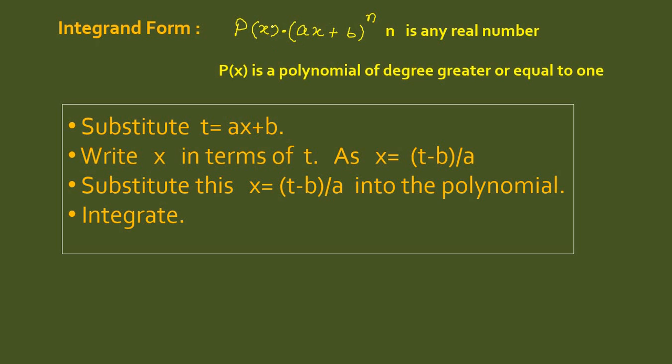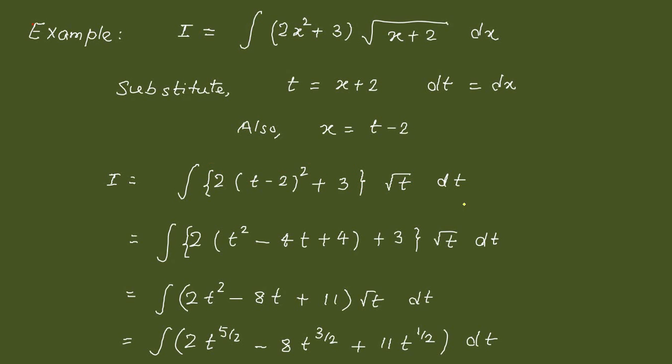Whenever we see this kind of integrand, we have to substitute this linear as t. So t is equal to ax plus b. The second step, we have to write this x in terms of t, and x will be (t minus b) by a, and substitute this x into the polynomial. Of course the linear ax plus b we have to write as t as well, and after this we have to do the integration. So let us try to understand the whole thing with an example.